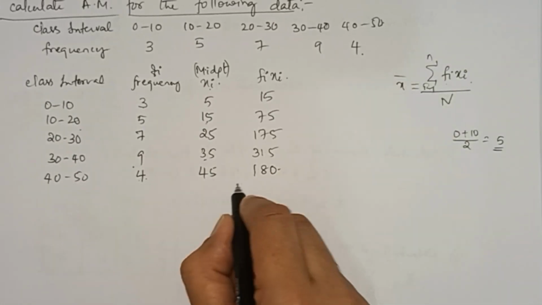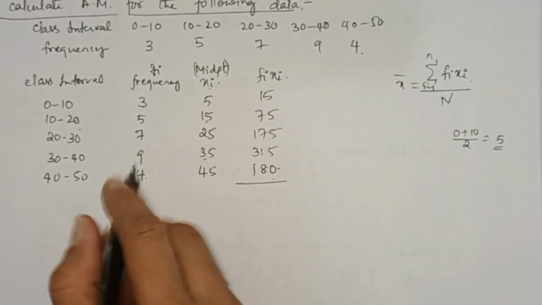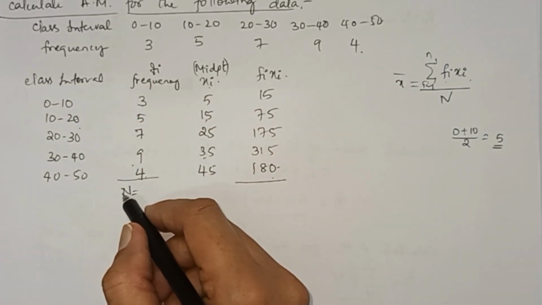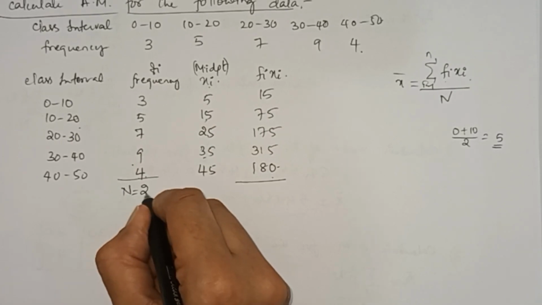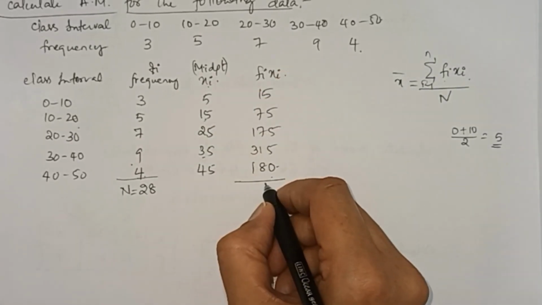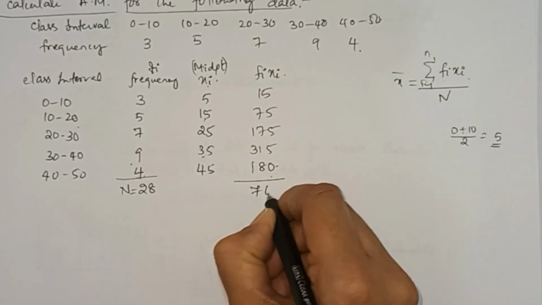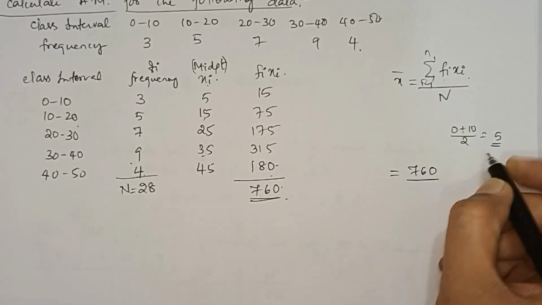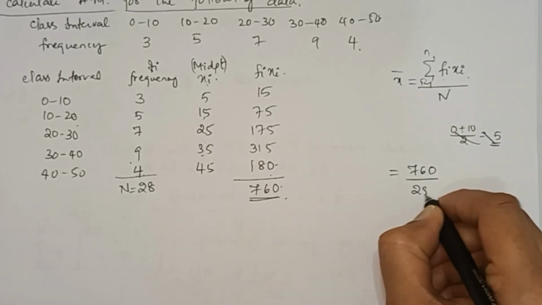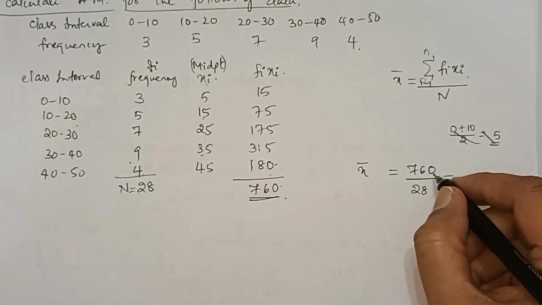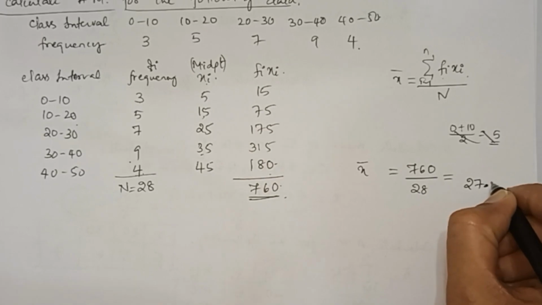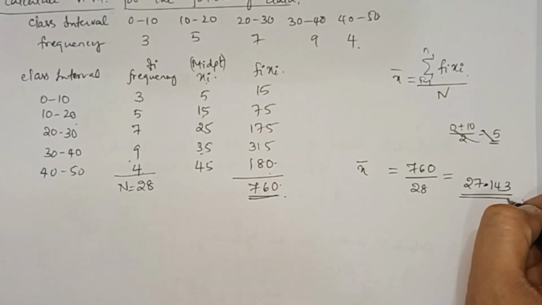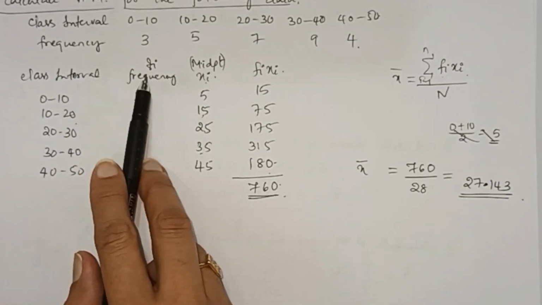Now I need the sum of fixi, and then I need the sum of frequencies. Capital N equal to, when you add all these values, you will get 28. When you add all these values, it is equal to 760. So therefore, substitute in this formula 760 divided by 28, that gives you mean equal to 27.143. This is how we calculate the arithmetic mean for the grouped data.